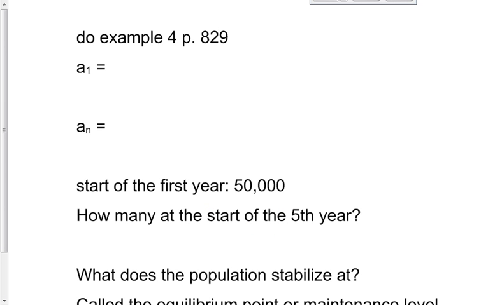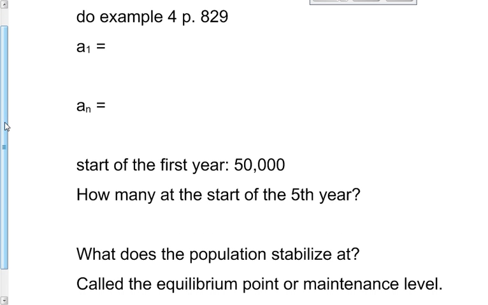Next example we're going to do is a word problem. You'll find this on page 829 in your book. So if you have your book handy, otherwise I'm going to read it here as well. A music service initially has 50,000 annual members. Each year it loses 20% of its current members and adds 5,000 new members. Okay, so it says that we start with 50,000 people.